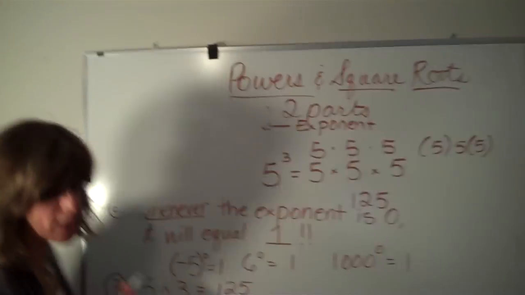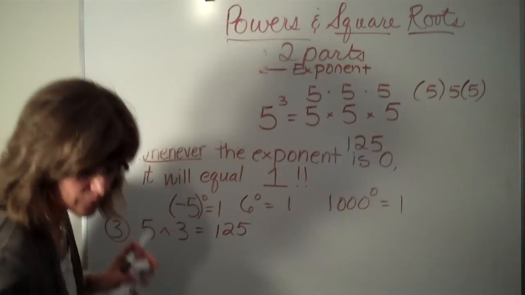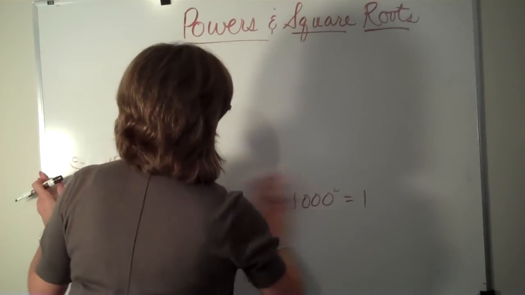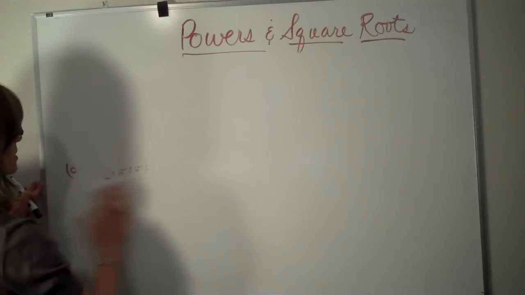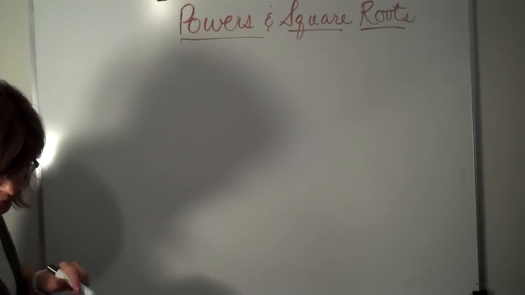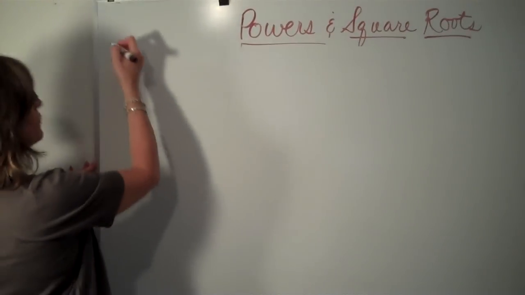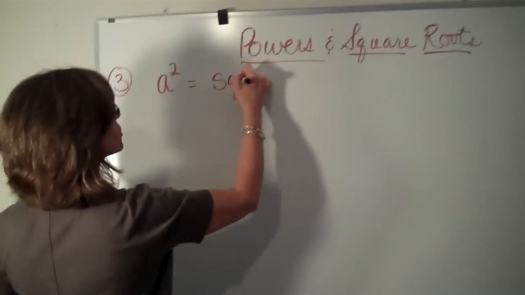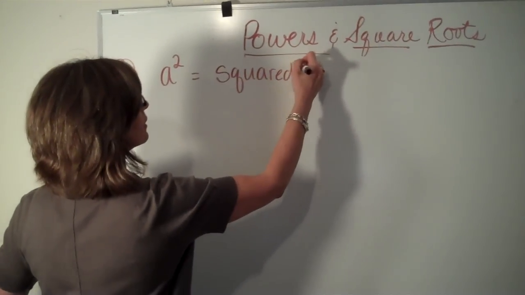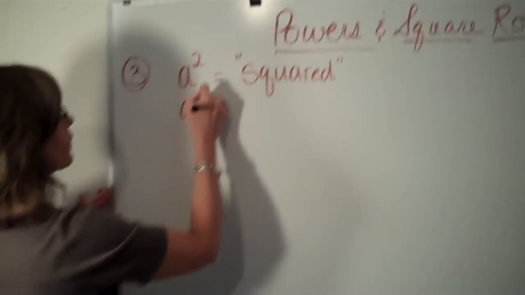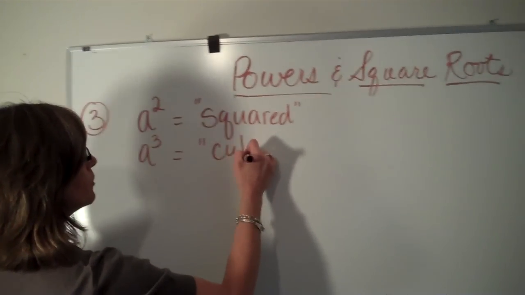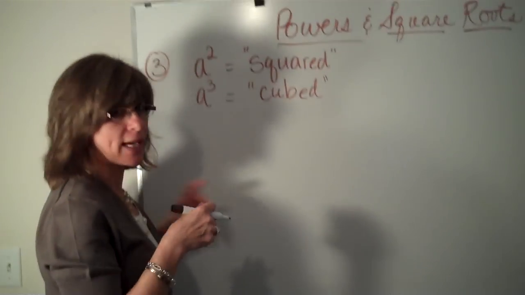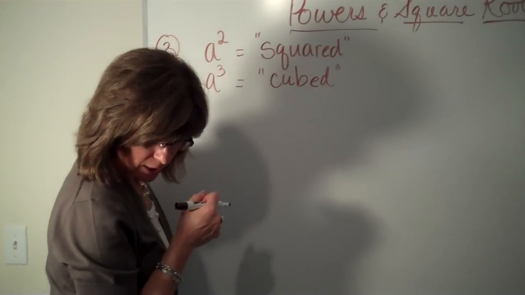When you have any number to the second power, we call that squared. And any number to the third power is called cubed. So that's just the right language to use. Like anything else, algebra is a language.